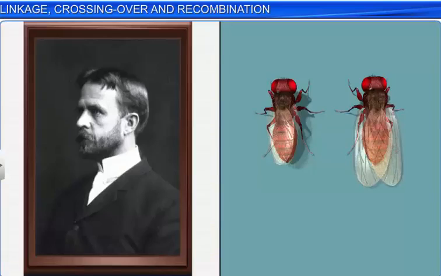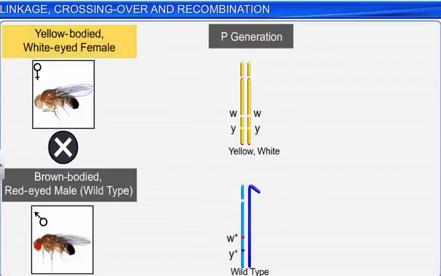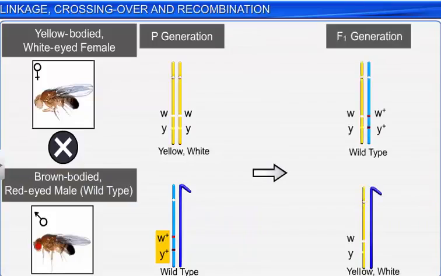Morgan carried out several dihybrid cross experiments with Drosophila to study sex-linked genes. For example, he crossed yellow-bodied, white-eyed females with the genotype y w with brown-bodied, red-eyed males with the genotype y+ w+ to produce the F1 generation. Here, the plus sign in the superscript represents the dominant wild-type alleles.